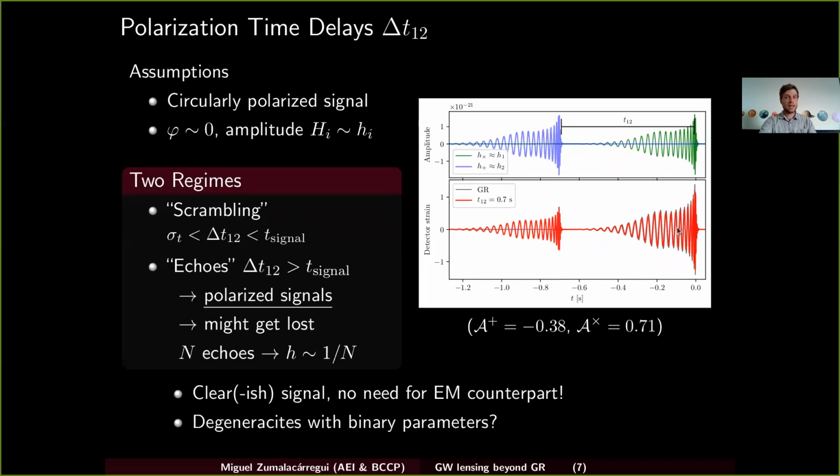Now, if this time delay could be much larger, then we could enter into the echoes regime, in which the two polarizations come entirely separate, and this separation might be of order seconds, so we would have a concatenation of events that would look similar in some way. Or this could be much longer. This time delay could be years, in which case the signature would be of a statistical nature, and one would need to address this more carefully.